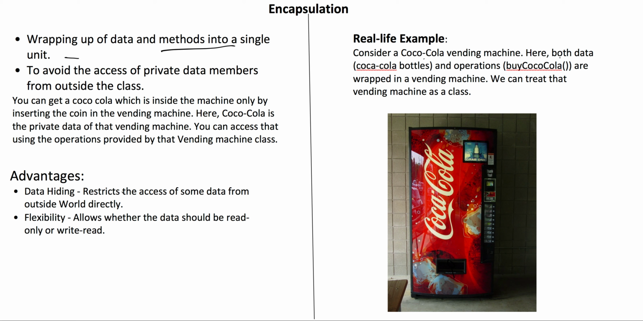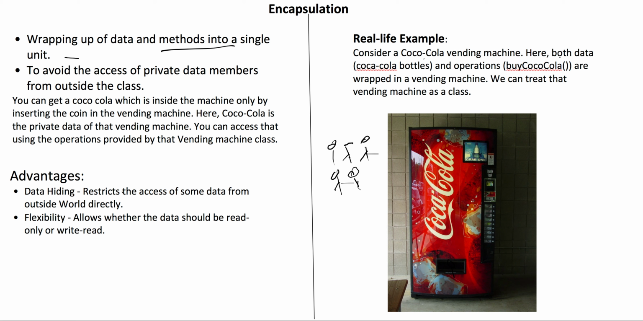So the second point is to avoid access to private data members from the outside world. For example, these Coca-Cola bottles are private data for that company. If you want to access that private data, then you need to legally give some amount by inserting the coins, and for that amount the Coca-Cola would be served. If there is no door like this, then you could see these Coca-Cola bottles from the outside world. So people would think, okay, these Coca-Cola bottles can be accessed without giving money, so they will try to access those bottles without actually paying the amount.